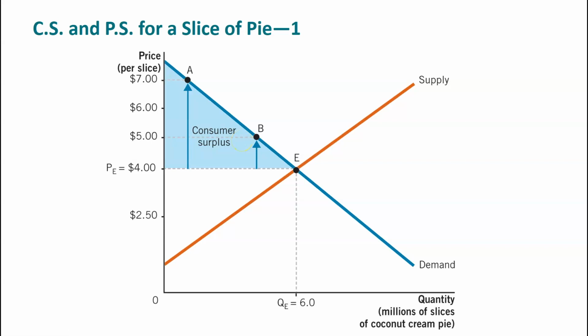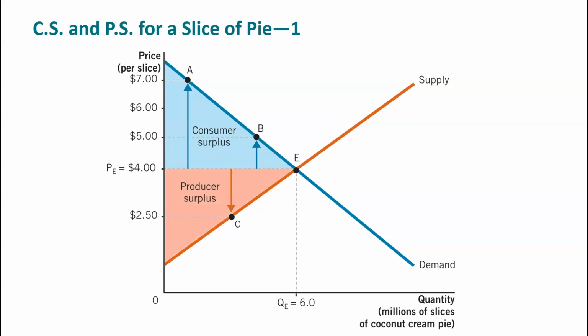Well, remember, producer surplus is the difference between the producer's lowest willingness to accept for a good or service, in this case for coconut cream pie, and the price they actually receive. In this case, the price is $4. So the price received by the producer is $4, which is the same as the price paid by the consumer. And where is the producer's lowest willingness to accept, or lowest willingness to sell? It's the supply curve, right?